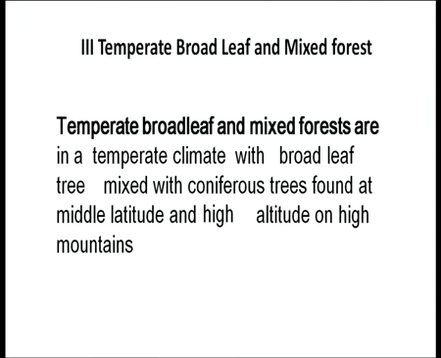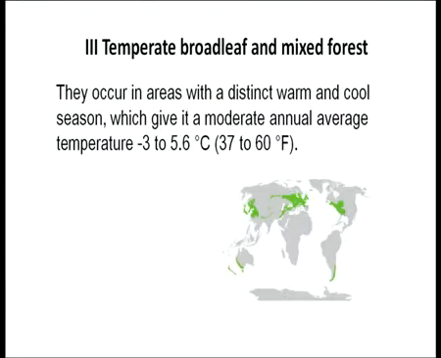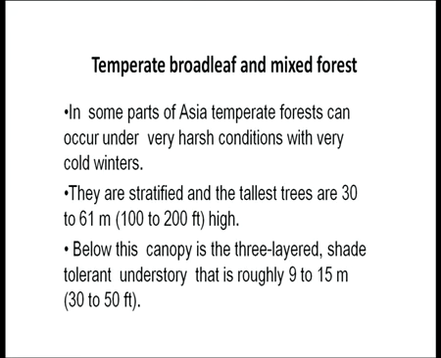The next is temperate broadleaf and mixed forests, found at high altitudes on the mountains and middle latitudes. They occur in the areas with a distinct warm and cool season, which give them a moderate annual average temperature between -3 to 5.6 degrees Celsius. In some parts of Asia, the temperate forests can occur under very harsh conditions with very cold winters.